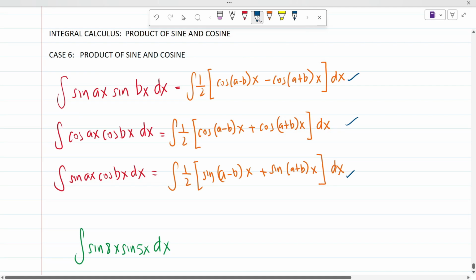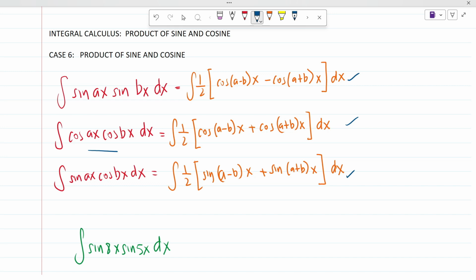So hello guys, the topic today is about the product of sine and cosine, and this topic is under integral calculus. This will be case number 6. The integral of sine ax sine bx dx equals the integral of 1 half times cosine of a minus bx minus cosine of a plus bx dx, while the integral of cosine ax cosine bx dx is equal to 1 half of cosine of a minus bx plus cosine of a plus bx dx.